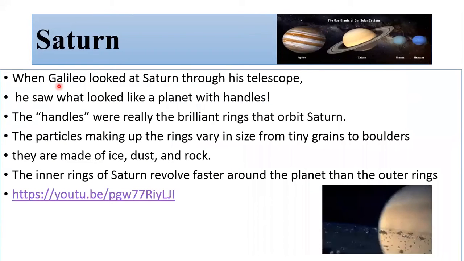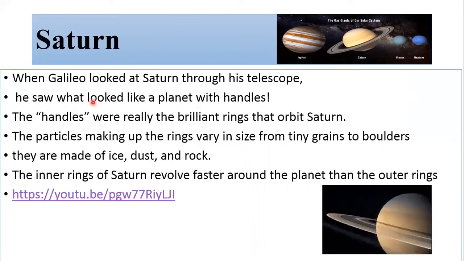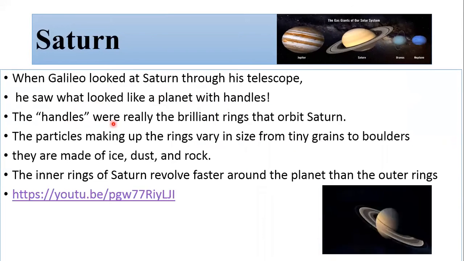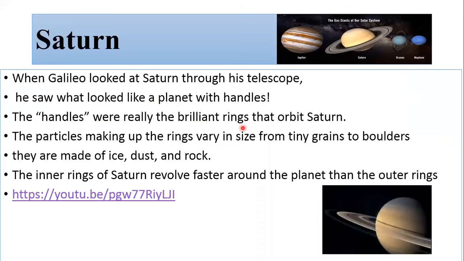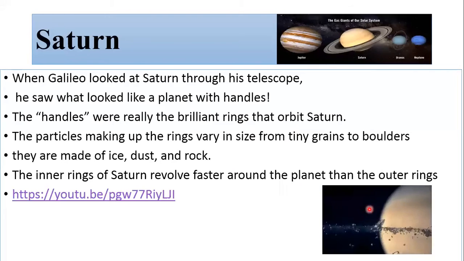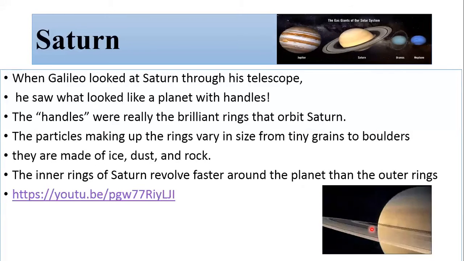When Galileo looked at Saturn through his telescope, he saw what looked like a planet with handles. What are the handles? The handles were really brilliant rings that orbit Saturn. This is the ring that orbits Saturn. If you see in this picture, look at the pointer here.